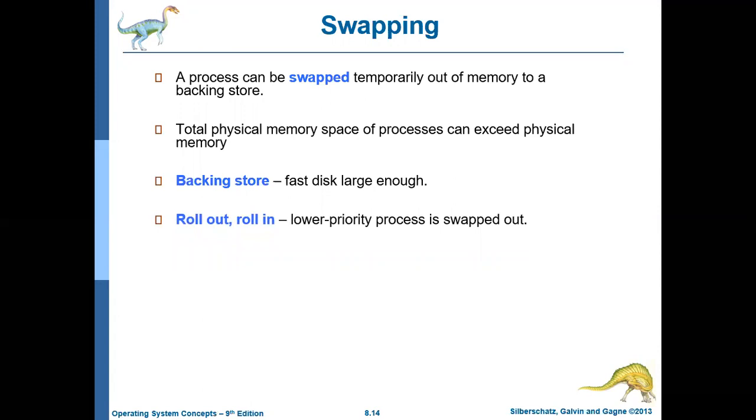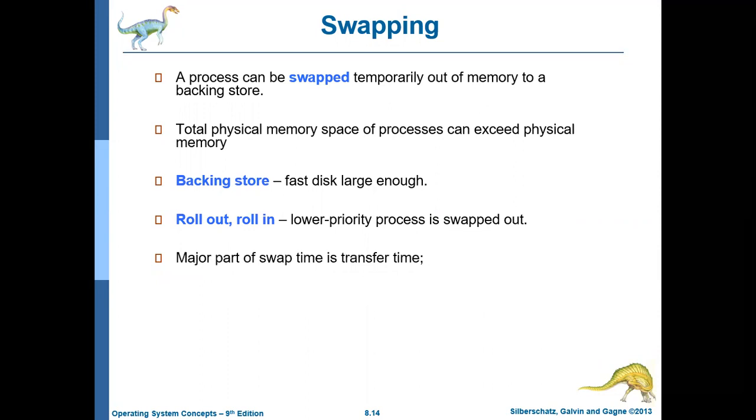The terms roll out and roll in are used in the context of swapping. Basically, the lower priority process will be swapped out, that is, moved out of the main memory, and the higher priority process will be swapped in. So swapping out is called roll out and swapping in is called roll in.